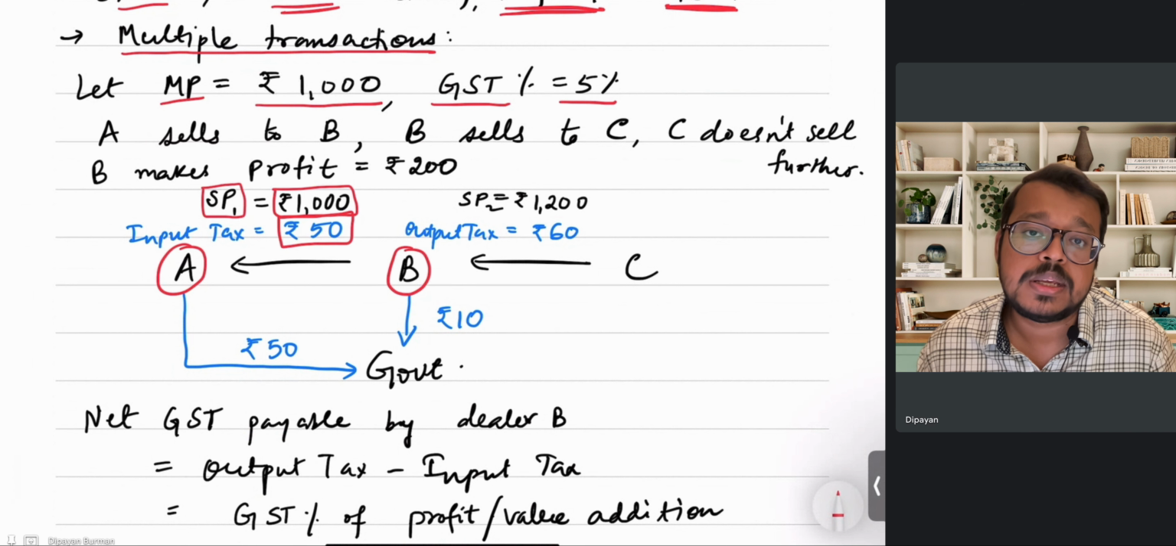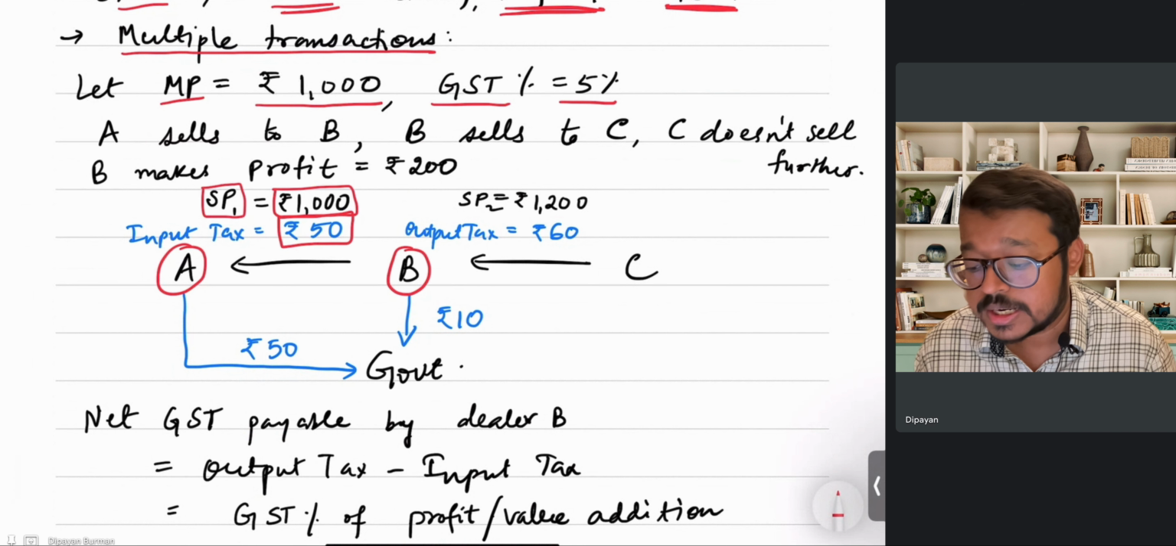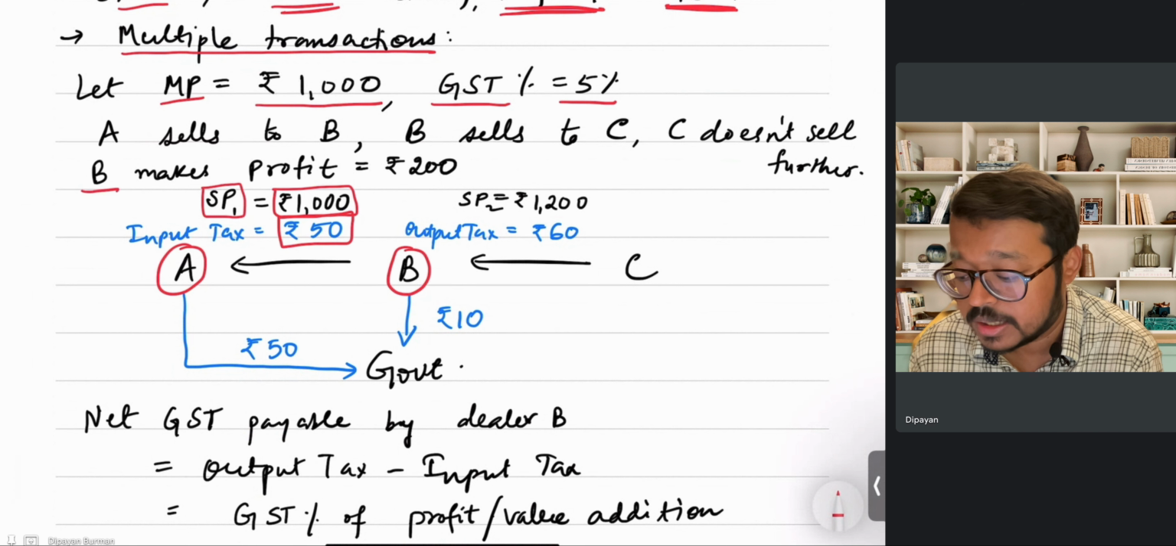Now person B does not want to keep the product. Person B wants to sell the product but at a profit. So let's say that B tries to make a profit of 200 rupees.